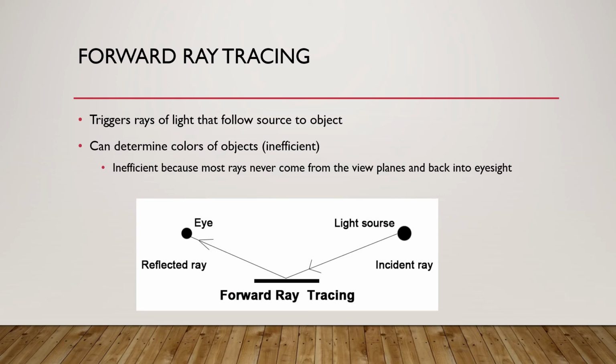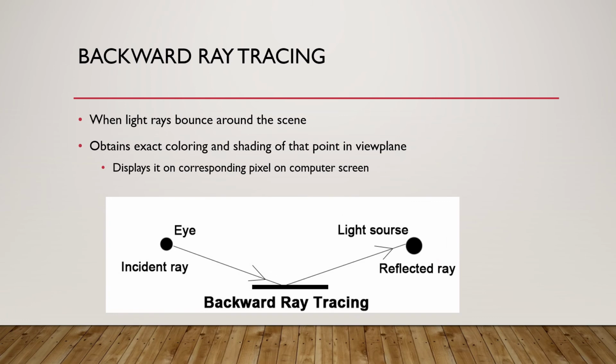There are also different versions of ray tracing. So, for example, forward ray tracing follows the light particles or the photons from the light source to the object. So, although forward tracing can most accurately determine the coloring of each object, it is also really highly inefficient, just because it's going from the light source to the eye, which is also not very realistic. Another version of ray tracing is backward ray tracing. And so after the ray tracer allows the light ray to bounce around, it figures out the exact coloring and shading of that point in the view plane and displays it on the corresponding pixel on the computer monitor screen. Backward ray tracing is also known as eye ray tracing.